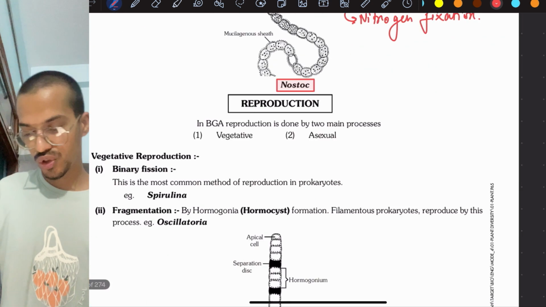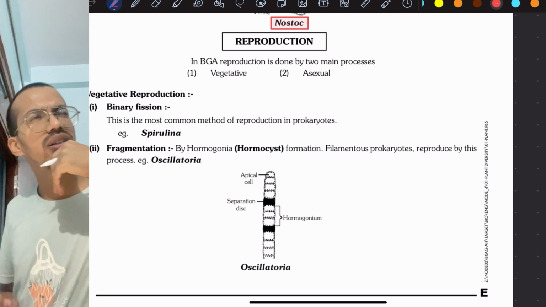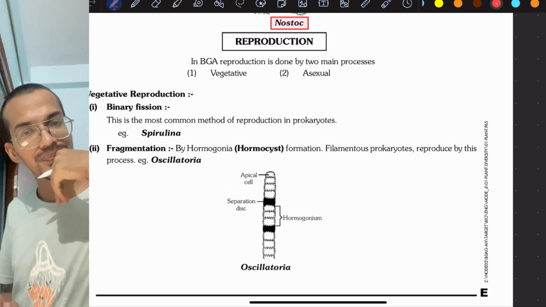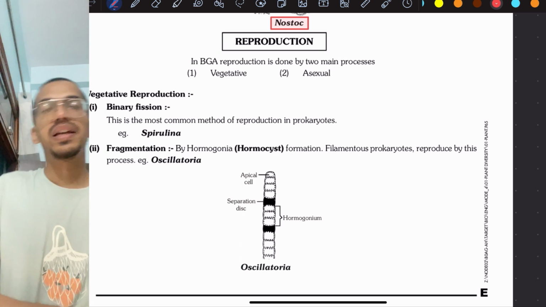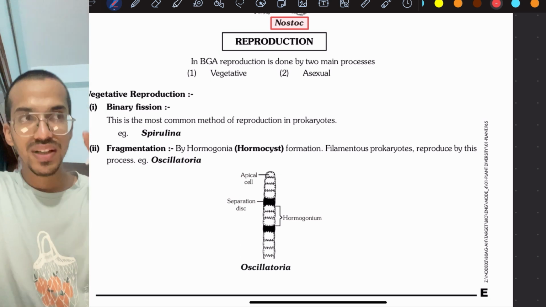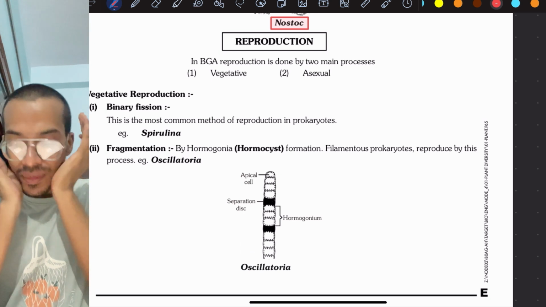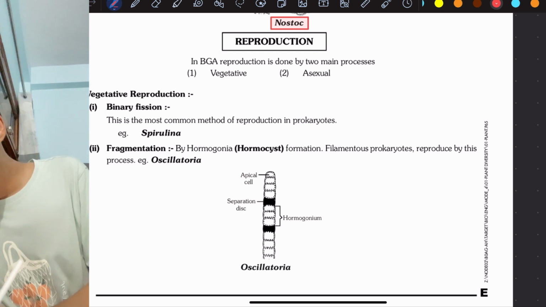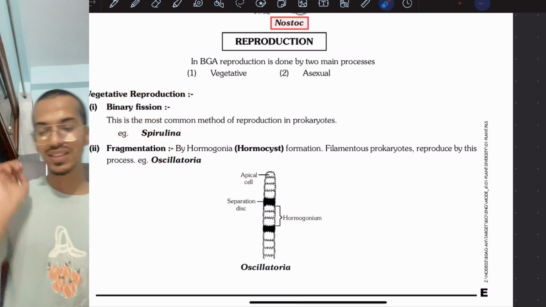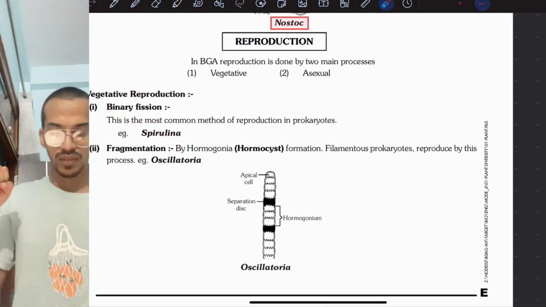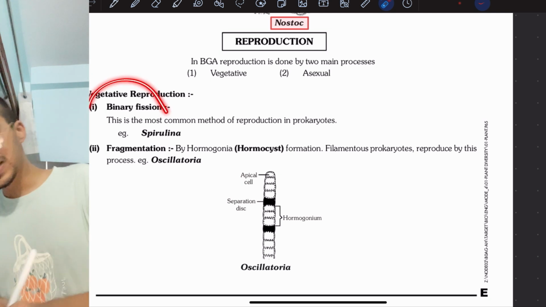Then the reproduction, coming to the vegetative and the asexual. Now the question is, what is the difference between vegetative and asexual? Think about it. Well, in vegetative reproduction, a certain body part is working. Certain body part means like binary fission, we have fragmentation, where the cell is dividing, part is dividing. Okay, this is the vegetative reproduction.